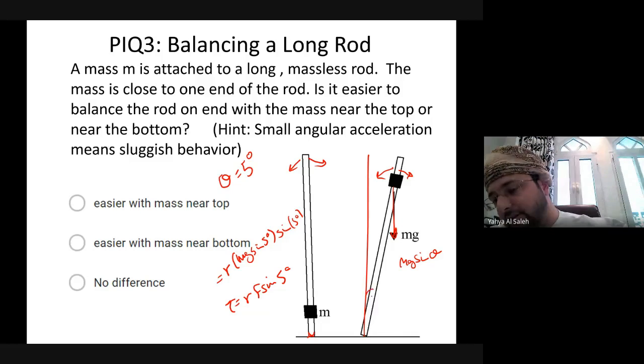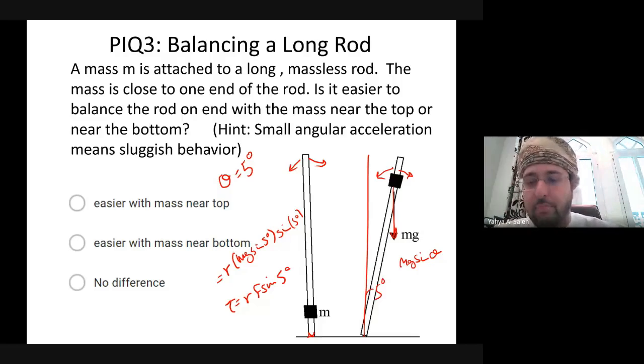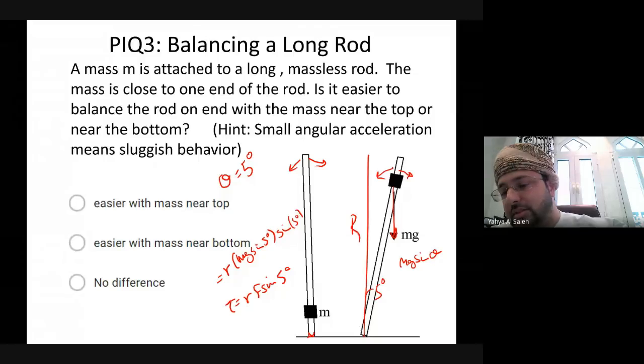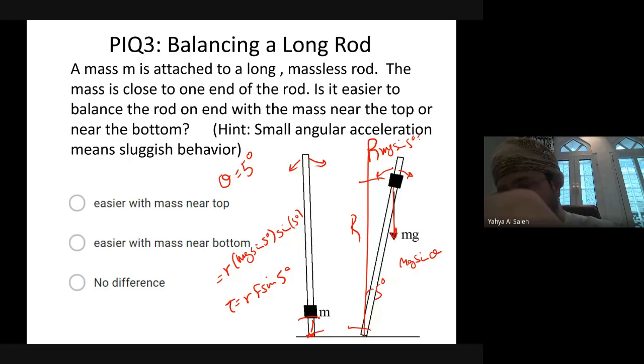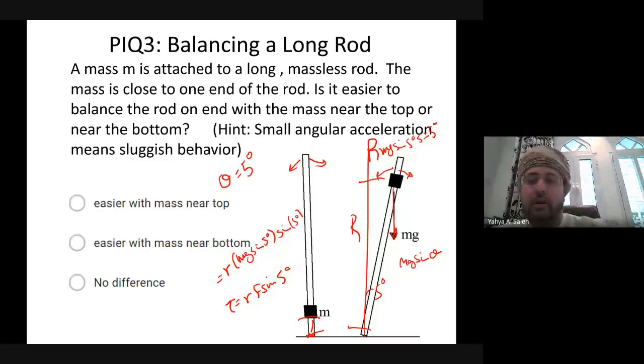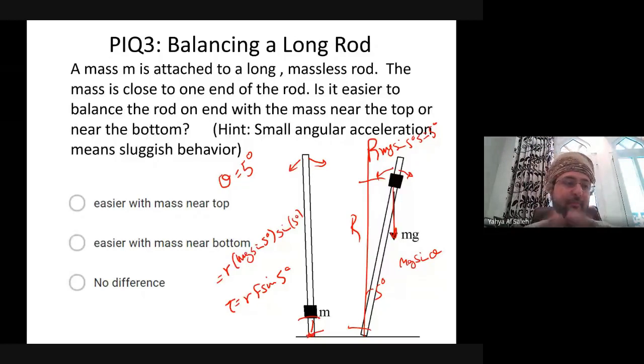The same 5 degrees up here on top will have a much bigger R, because this distance is way bigger than this distance. So again, I will have big R, mg sine 5. But since your R is more, you're going to have more torque, which means it will tend to move more. So it's more stable, aka it's easier to balance the rod with the mass near the bottom.